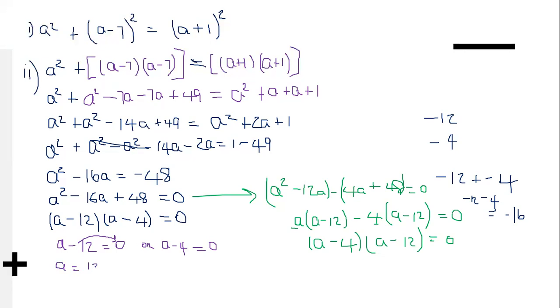Same thing I do for the 4. For the next one, a is equal to 4. Just bring over the 4 and it becomes a plus. So this is solving for a, because it was quadratic. See, there we get the two answers right here. So a is equal to 12, or a is equal to 4.